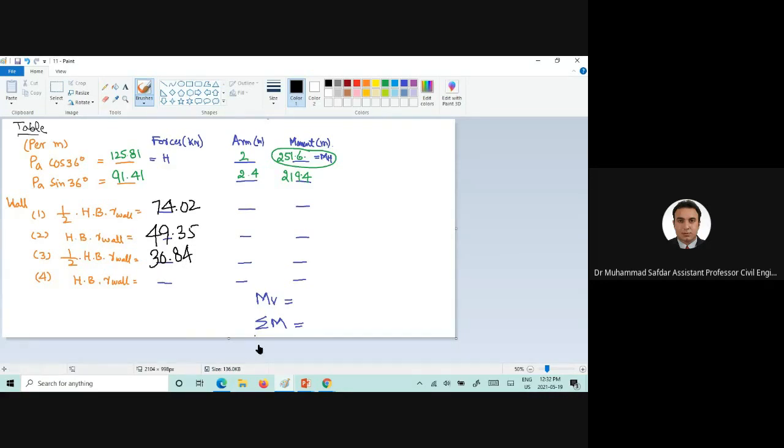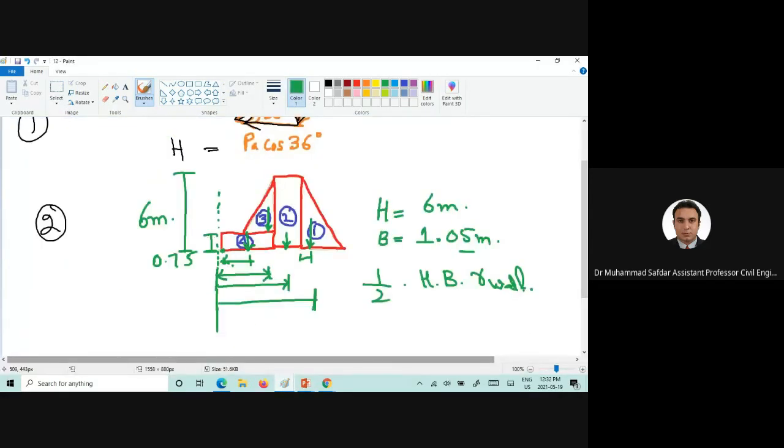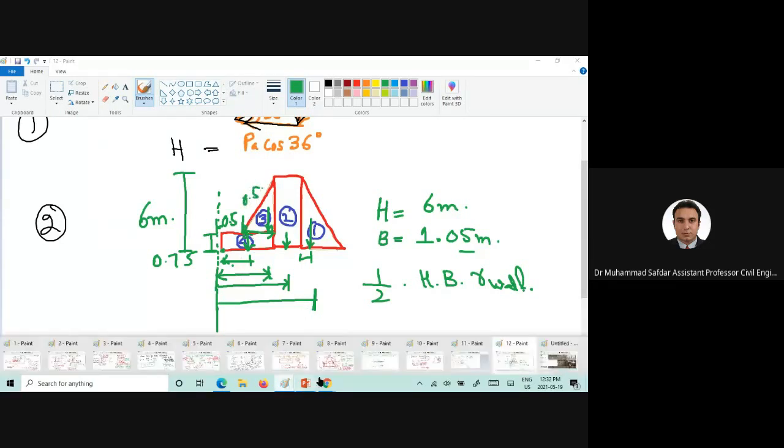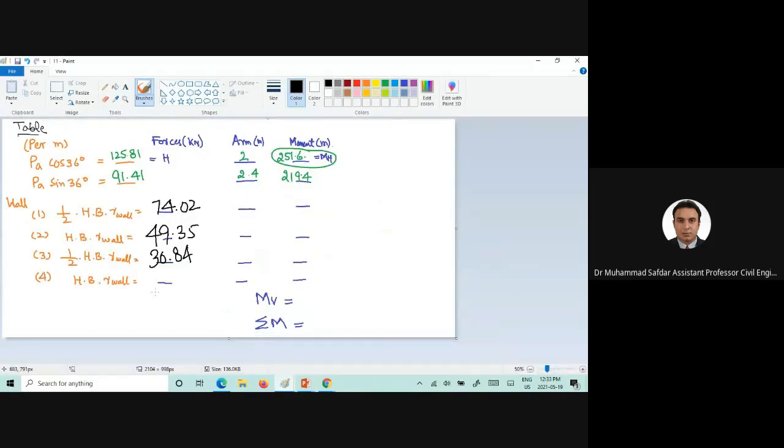And how about the fourth one? 0.75, and I guess it's 1 meter because 0.5 meter is here and 0.5 meter is here. So the width is 1 meter and the height is 0.75 meter. So we will come up with the force.